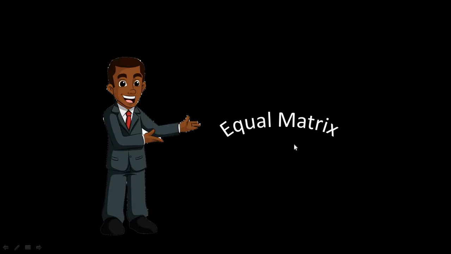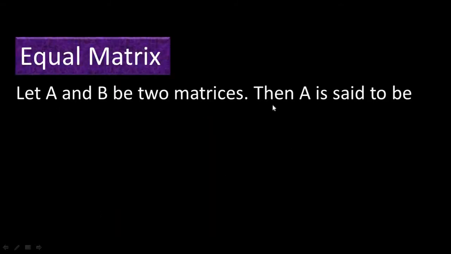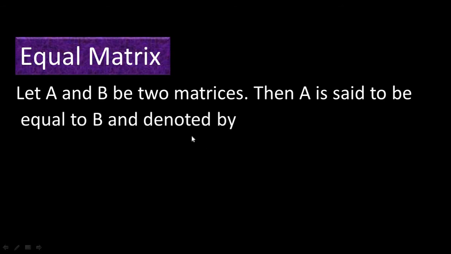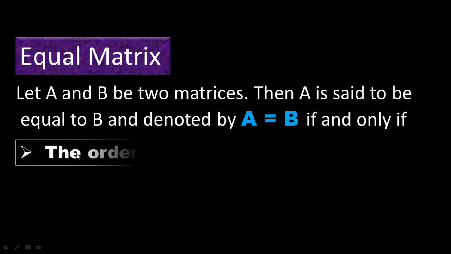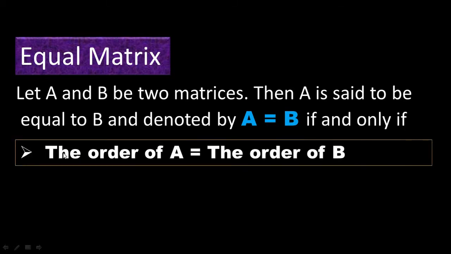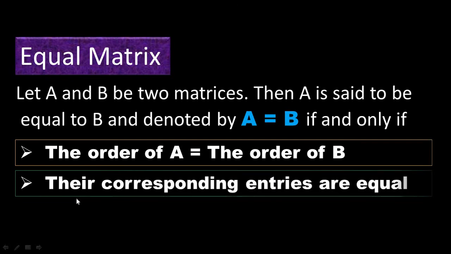Now, what is an equal matrix? Let A and B be two matrices, then A is said to be equal to B, denoted by A equals B, if and only if it satisfies two conditions. First condition is the order of A must be equal to the order of B. Second condition, their corresponding entries are also equal.